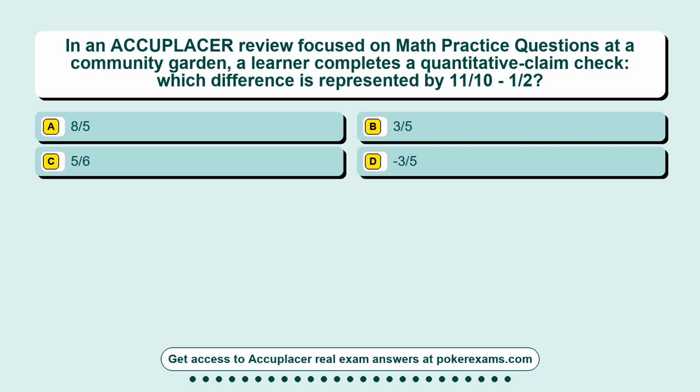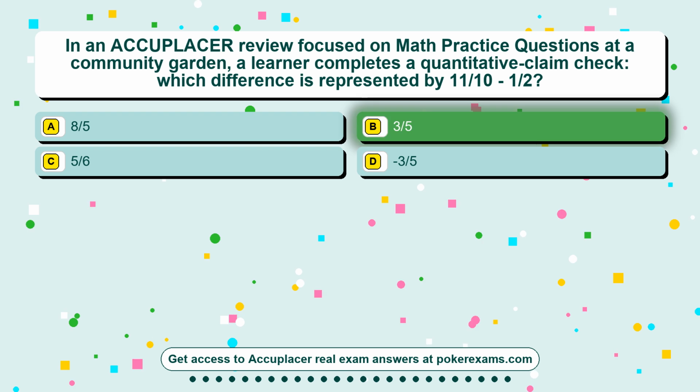Question 24. In an Accuplacer review focused on math practice questions at a community garden, a learner completes a quantitative claim check. Which difference is represented by 11/10 minus 1/2? Option A, 8/5, option B, 3/5, option C, 5/6, option D, -3/5. The correct answer is option B, 3/5.